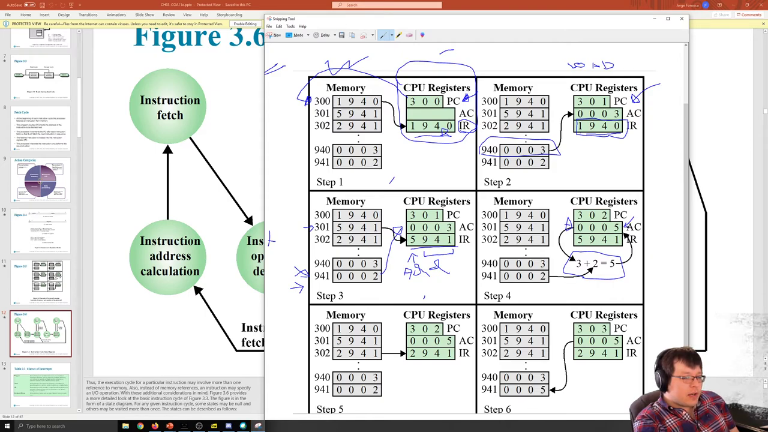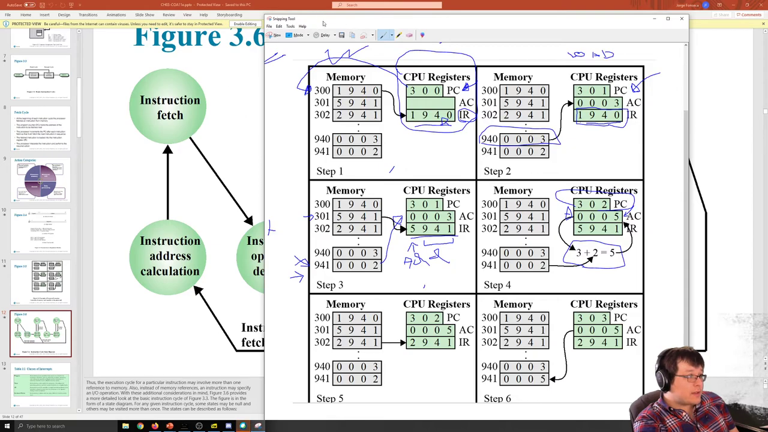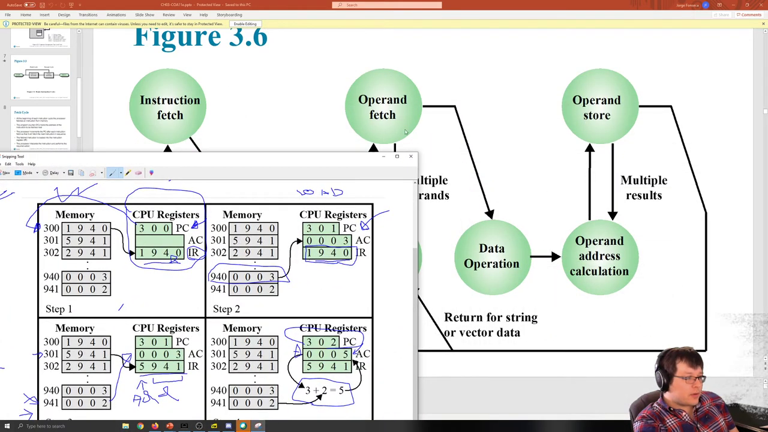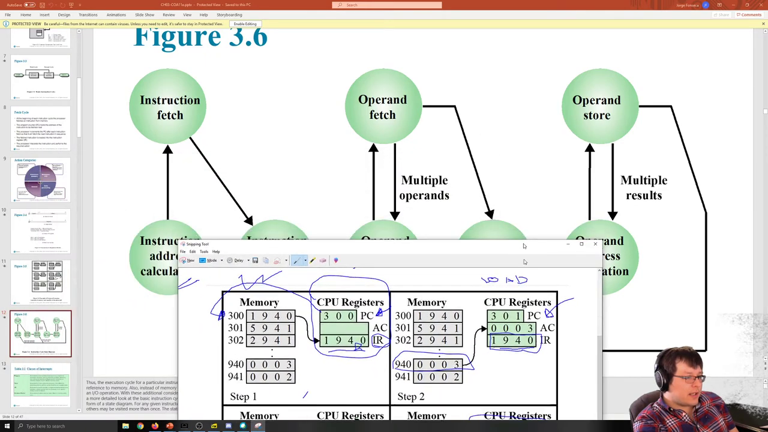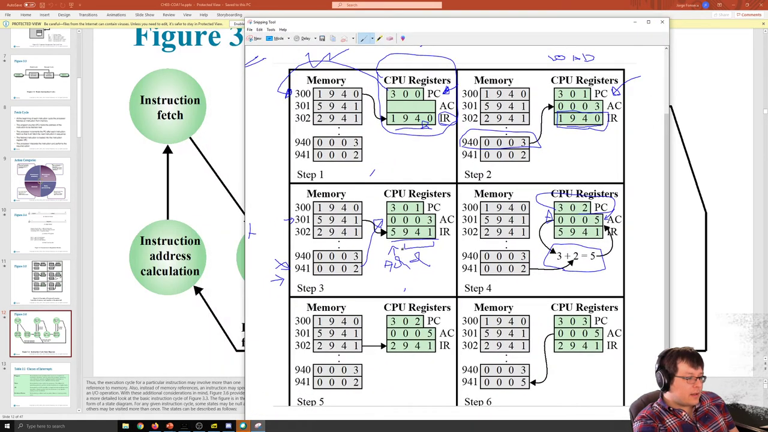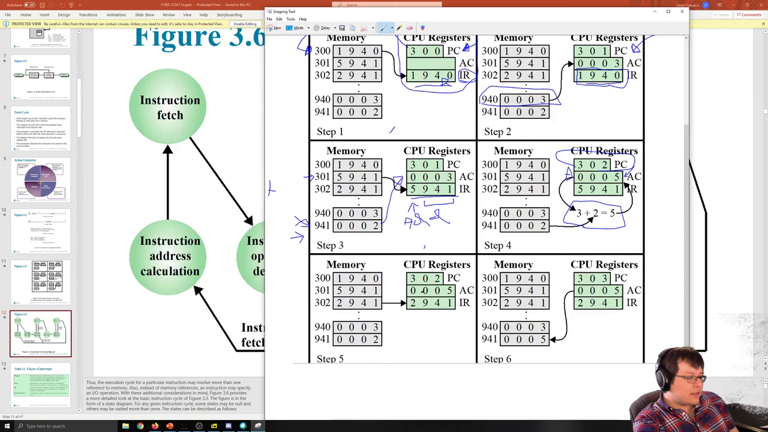At that point, we are done with that and we're going to increase our program counter to the next instruction, which will be 302. So yeah, the cycle repeats itself. In this case though, we did an actual data operation. So this one was operand fetch and data operation. And again, there was no operand address calculation and operand store here, okay? So next, we get into the last example here, which we have program counter 302.